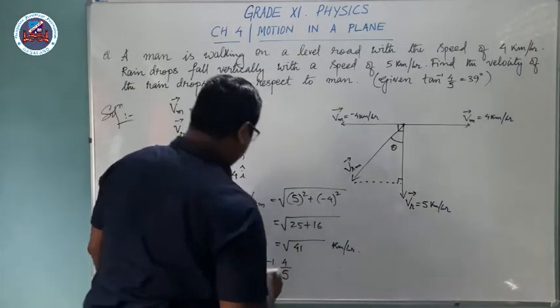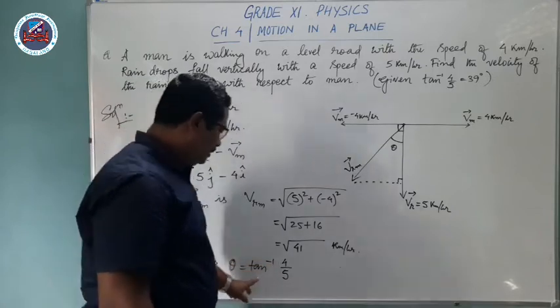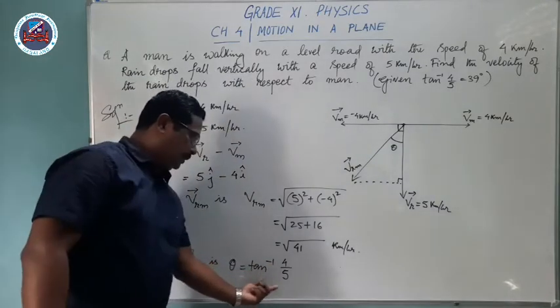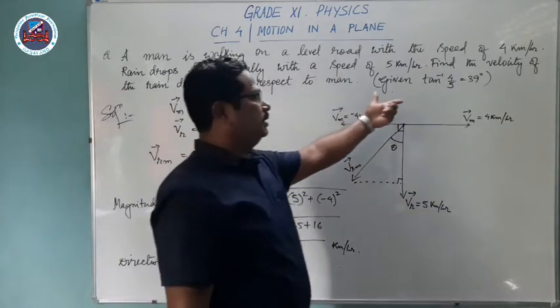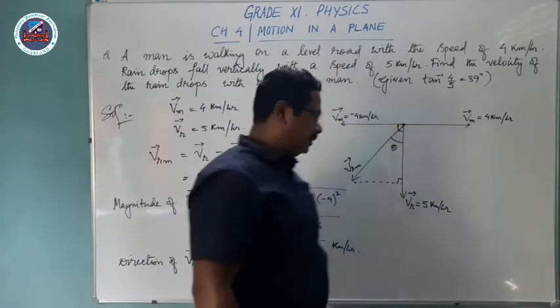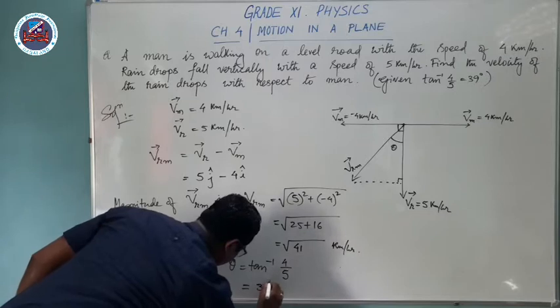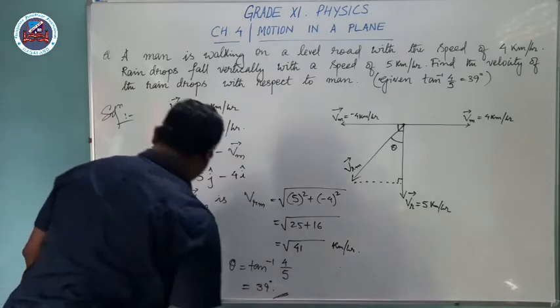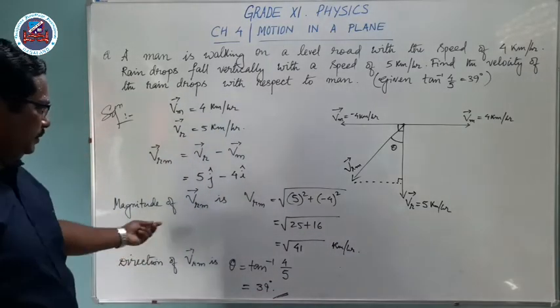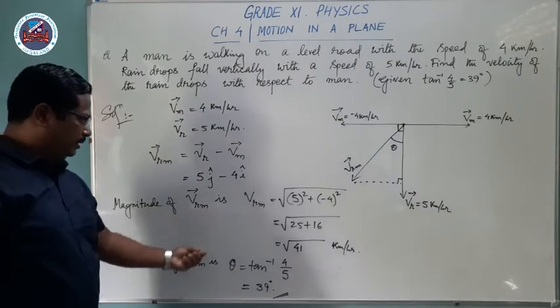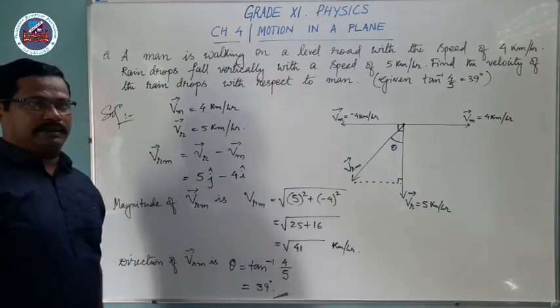Like this you can find out tan inverse of 4 by 5. If you don't know, you can keep it like this, and if the value is given in the equation, then you can put the angle. The angle is here 39 degrees. Like this you can find out the direction. This is the way to find out the magnitude. This is the way to find out the direction.